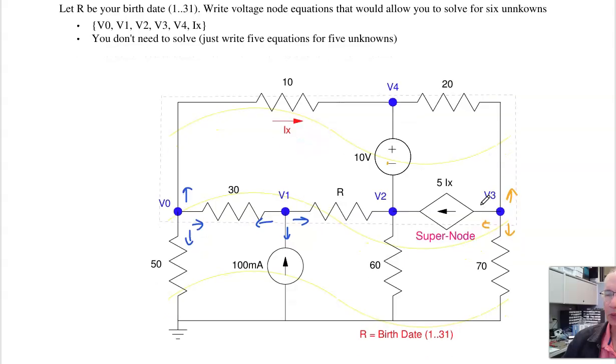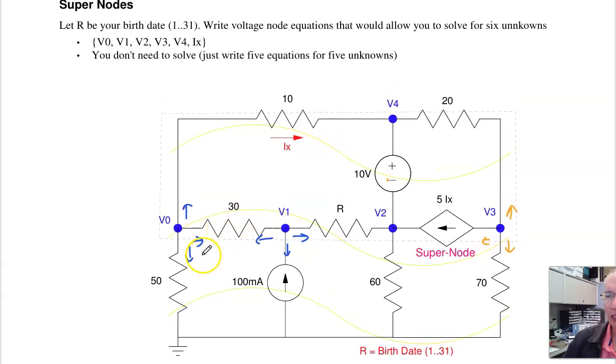That's where I can do a supernode. What I've done so far is the resistors I've taken into account. At V0, I've got this one, this one, this one. At node V1, I have these accounted for. At node 3, and I've got V4 minus V2 is 10. That 60 ohm has to appear somewhere in your equations.